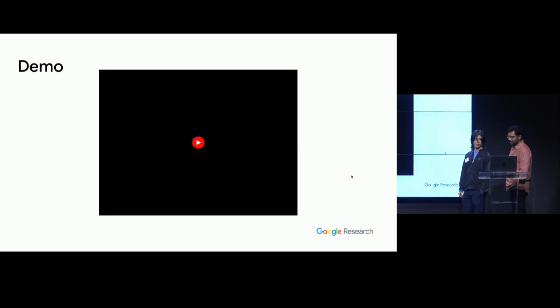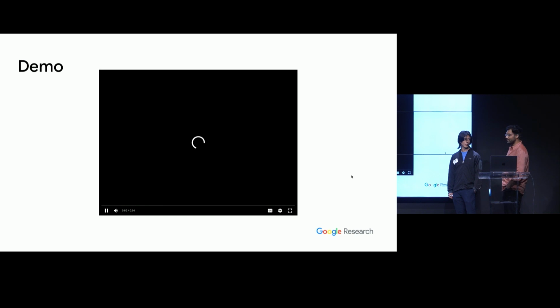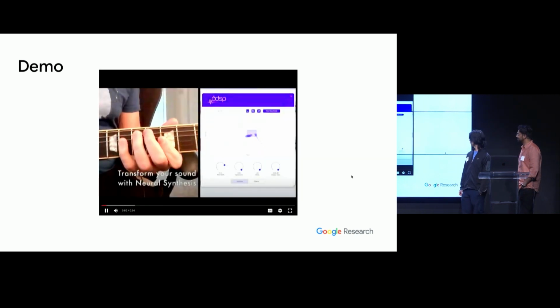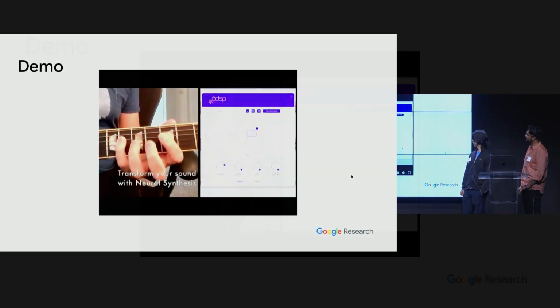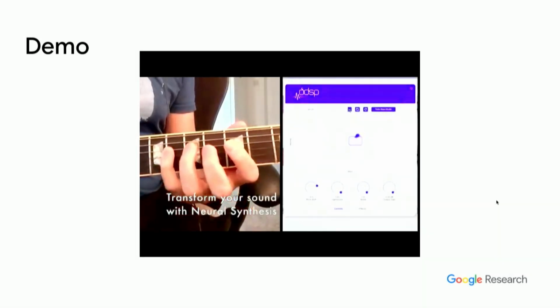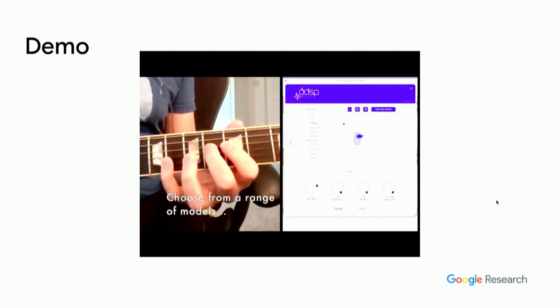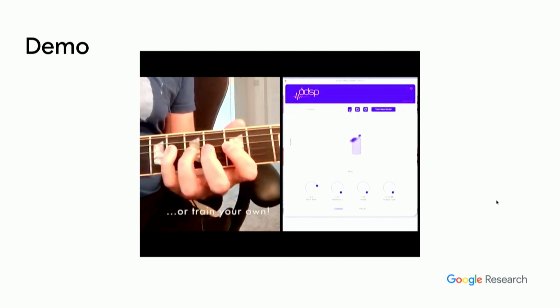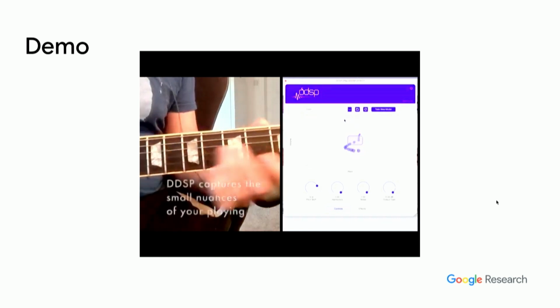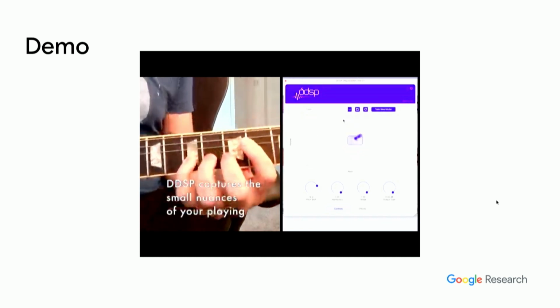All right, and here we have Jesse playing the guitar and changing some timbres. Hard to see which model it is. It's clarinet, it's a melodica, trumpet, violin.